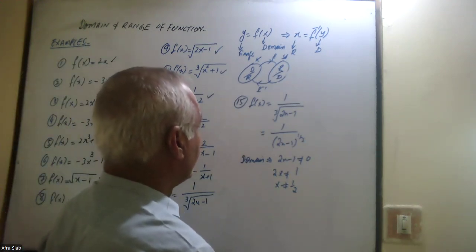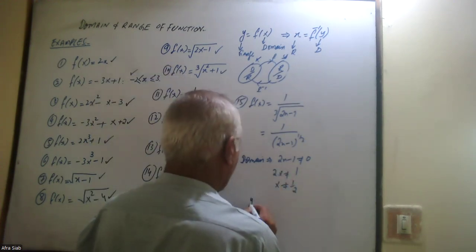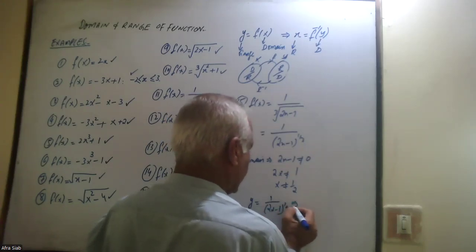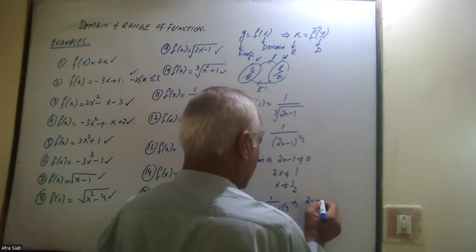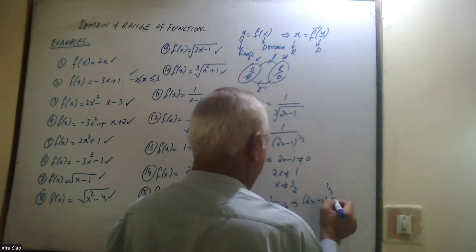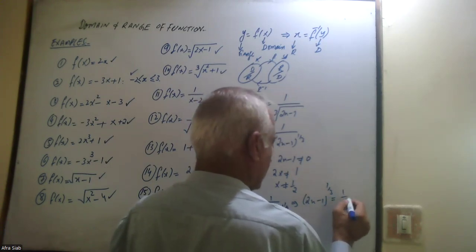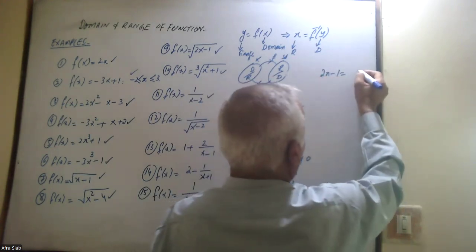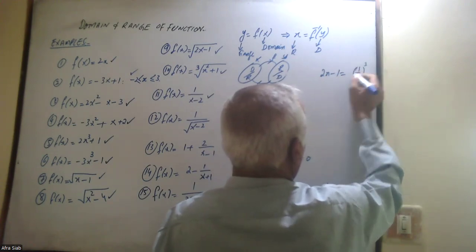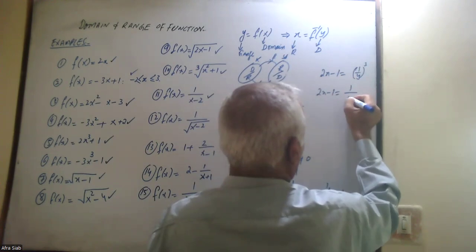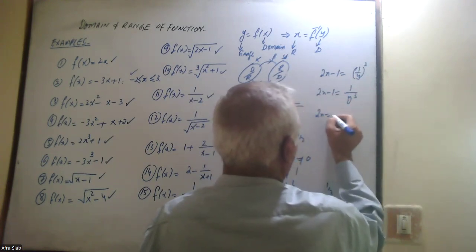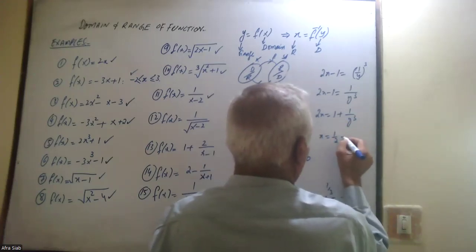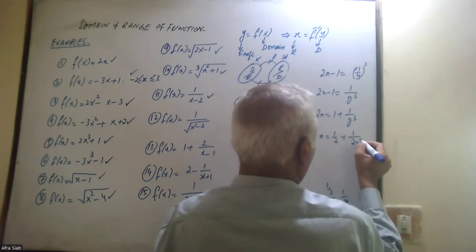For the inverse of this function, now you can take, let's say, y equal to 1 over 2x minus 1 power 1 by 3, then 2x minus 1 power 1 by 3 is equal to 1 over y, or 2x minus 1 is equal to 1 over y cube, or 2x is equal to 1 plus 1 over y cube, or x is equal to 1 over 2 plus 1 over 2y cube.